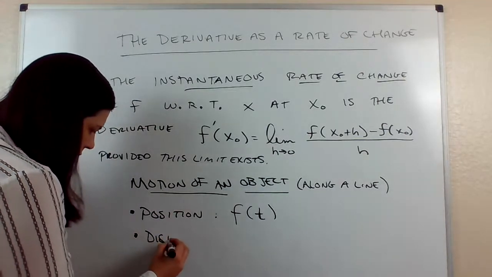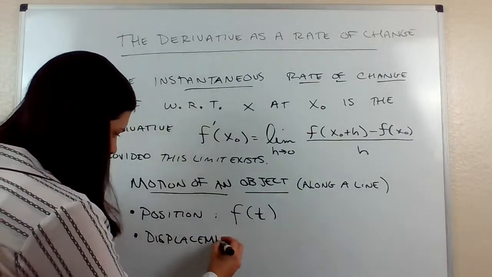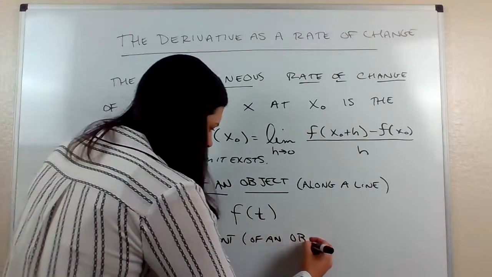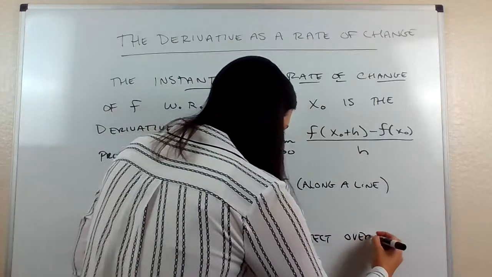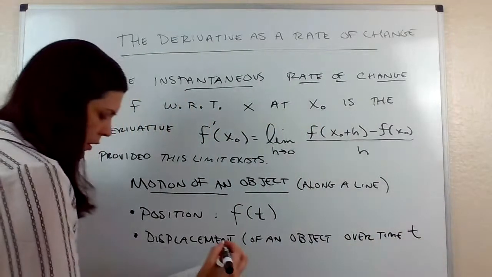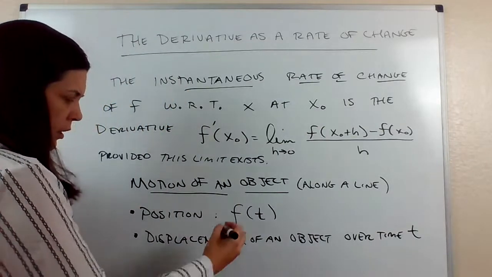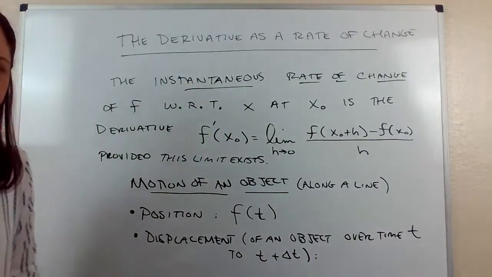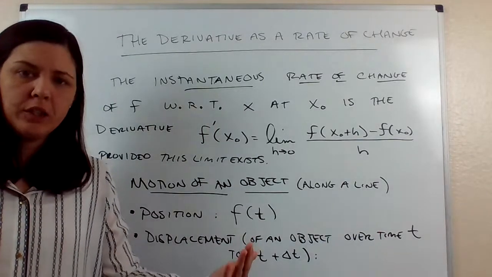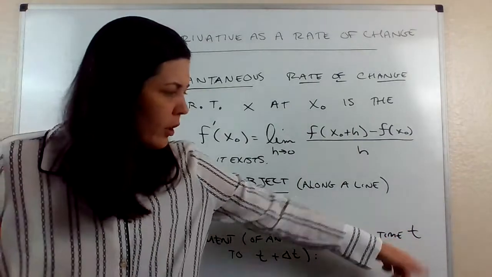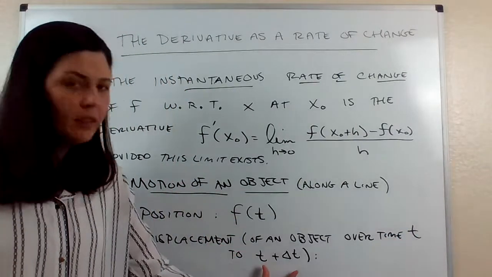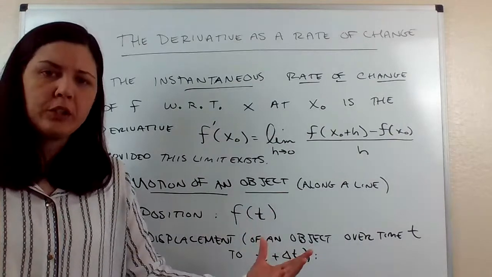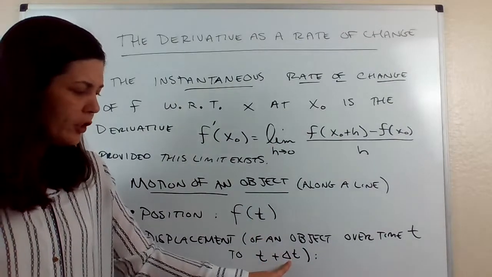Then the displacement, and this is, I'll be specific here, of an object over time t to t plus delta t. Let me explain that part. So displacement, how far did that object actually move from where it started? So you have a starting time, a starting t, and this is saying your ending t, because this is the change. When you see delta in math, the capital delta like this, it means change. So it's this t value plus the change in that t value.